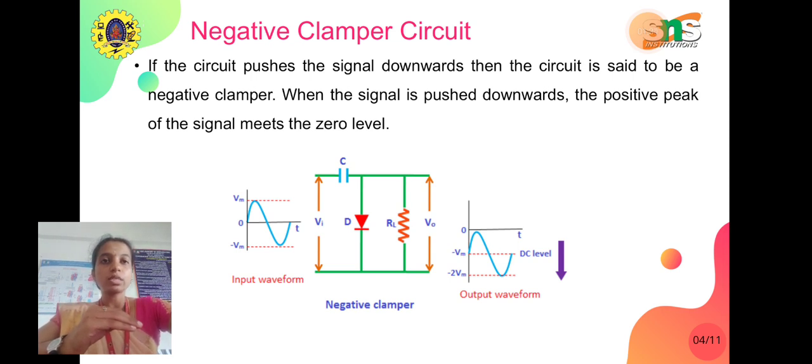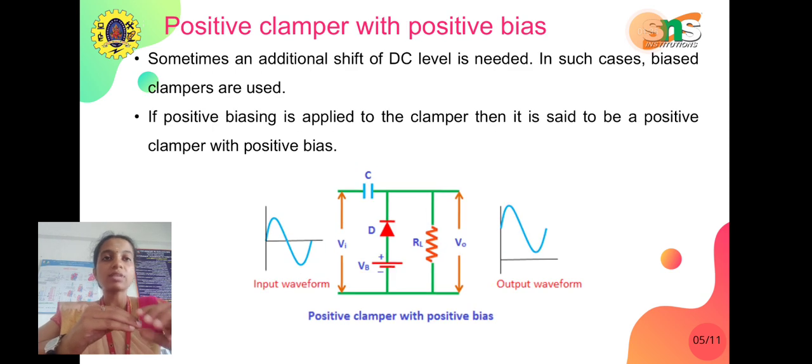Next we are going to see about positive clamper with positive bias. We have two types of clamper, that is positive clamper and a negative clamper. In the positive clamper we have another type called positive clamper with positive bias. Sometimes an additional shift of DC level is needed. In this positive clamper with positive bias circuit, we are adding an extra power supply in addition to the input signal.